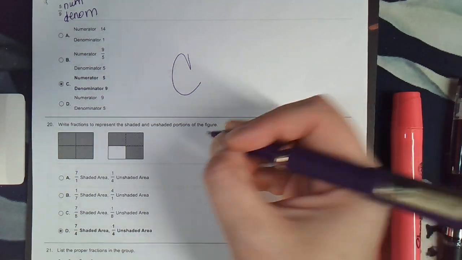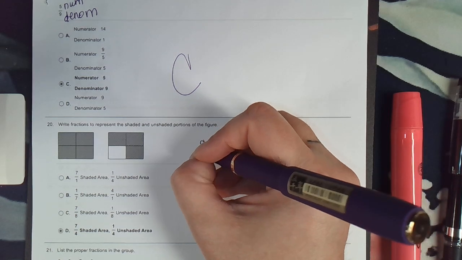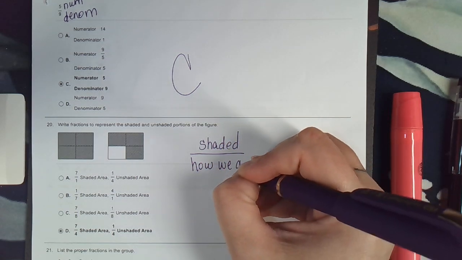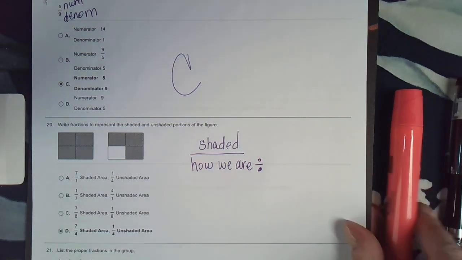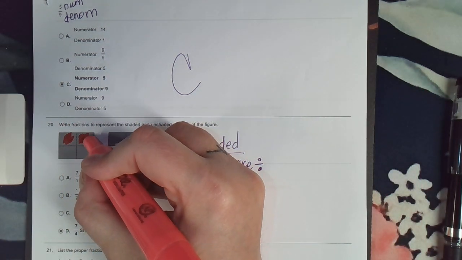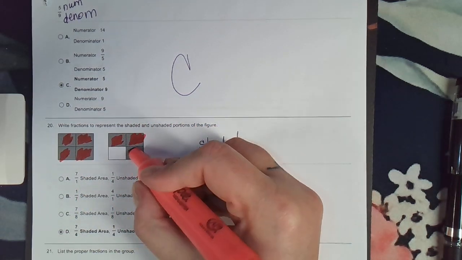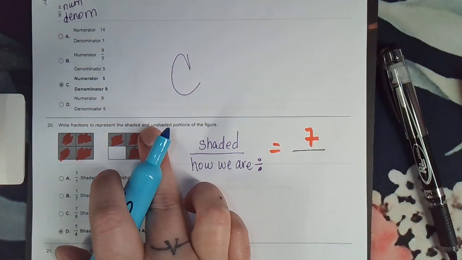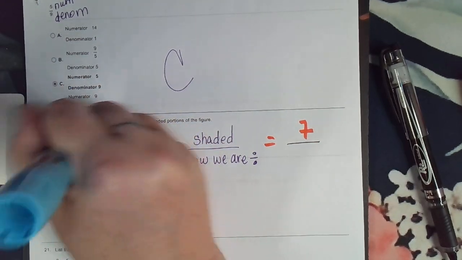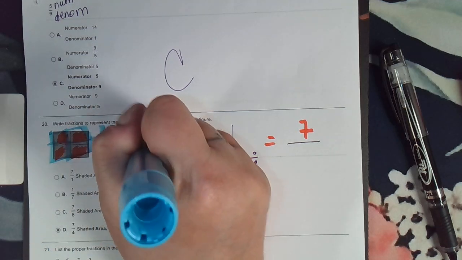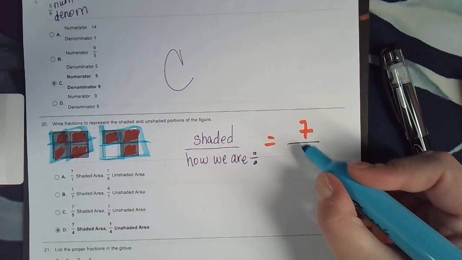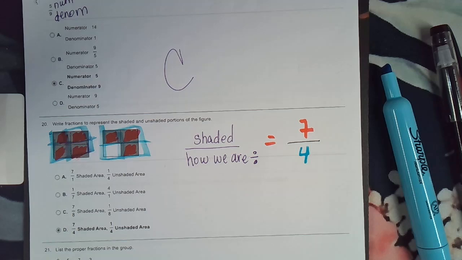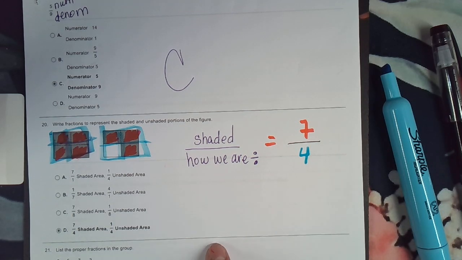Okay, so we're going to put how many are shaded over how we are divided. Let's count how many squares we have shaded: 1, 2, 3, 4, 5, 6, 7. Over how we're divided. What are these squares divided into? They're divided into 4 pieces. What about this square? Is it divided into 4 pieces also? Yes. So we have 7 shaded boxes over 4 equal parts. So that should be the shaded area.